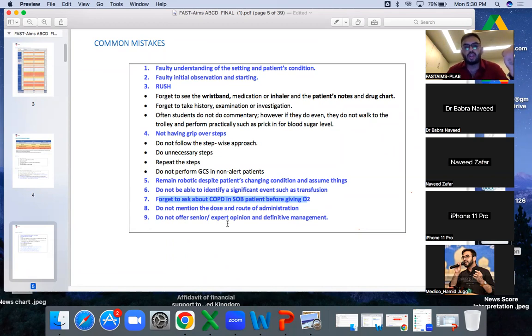Lastly, people do not offer senior and expert opinion and definitive management because they consider that we have saved the patient, okay, our station is passed. It's not like that. You have to reach this point as well. So these are the very common mistakes we have talked about. We have talked about the points we needed to talk about.